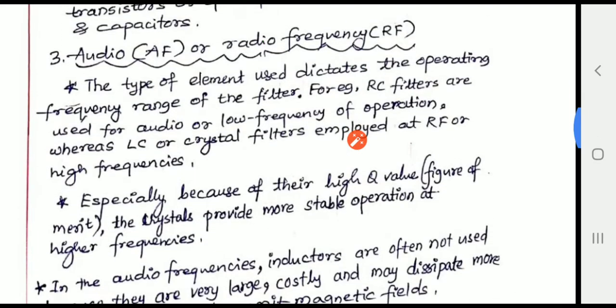Next is audio or radio frequency filters. In audio frequency filters, the frequency range starts from 0 to 20 kilohertz. Those kinds of frequencies are filtered here, and the circuits used for this are RC components. Whereas radio frequency filters are used to filter the frequency range of more than 20 kilohertz up to 2 megahertz. The important thing here is that it uses LC or crystals as the filter circuit.